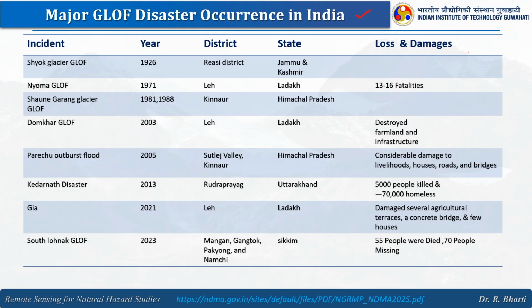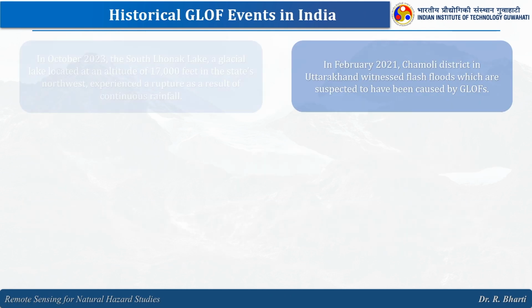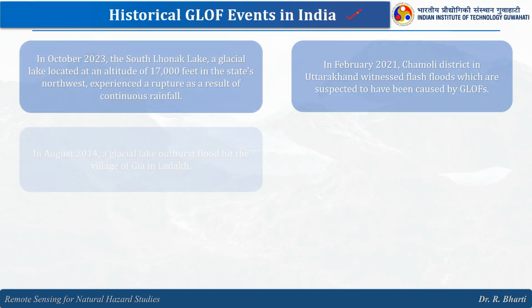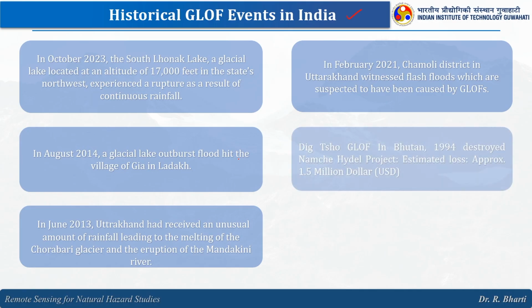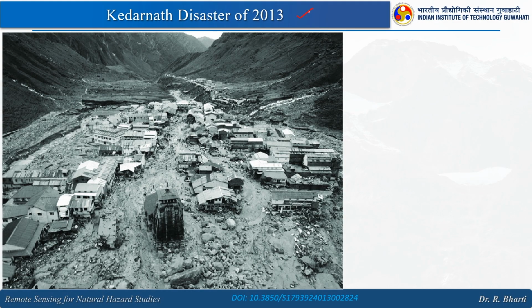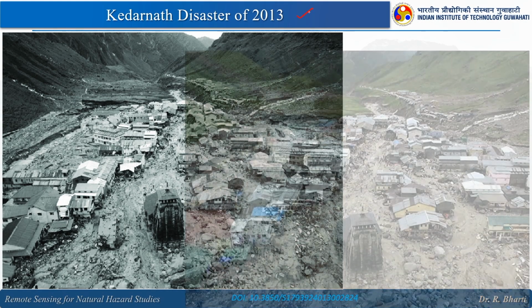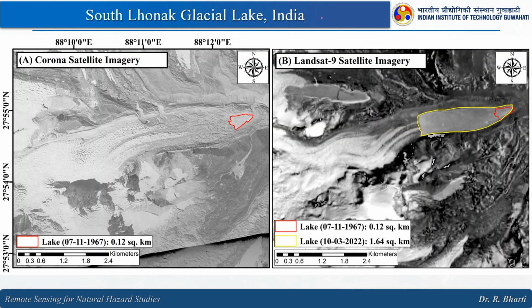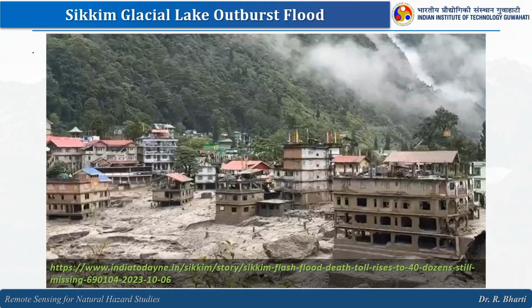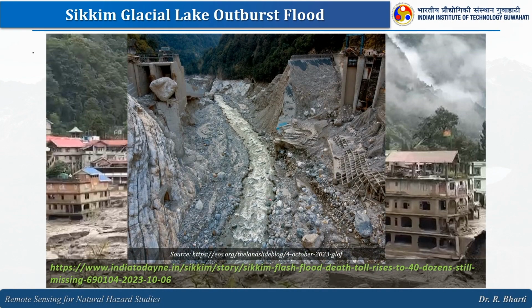The major GLOF occurrences in India. So, this is a list, and you can just go through it. You can see these are the glacial lake outburst events in India. The Kedarnath disaster in 2013, we all know how devastating it was. Then the South Lhonak glacial lake, this is the impact you can see.